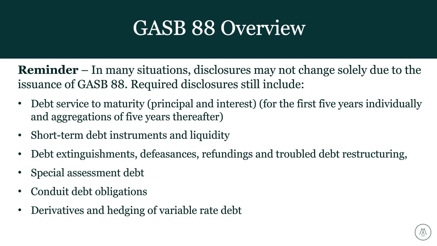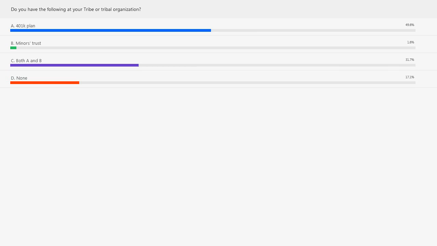Everyone, a few more seconds. Let's go ahead and take a look at the results. Okay, interesting. So about half of you have a 401k plan, but then only around 2% have a minors trust. I did expect more of you to have minors trust. And then, oh, gosh, okay, this is both A and B, so around 35% would have a minors trust. That makes more sense. And then none, about 17%. This is kind of what I expected. So we'll definitely be covering minors trust and 401k plans in detail, so you'll want to take note of this next section.